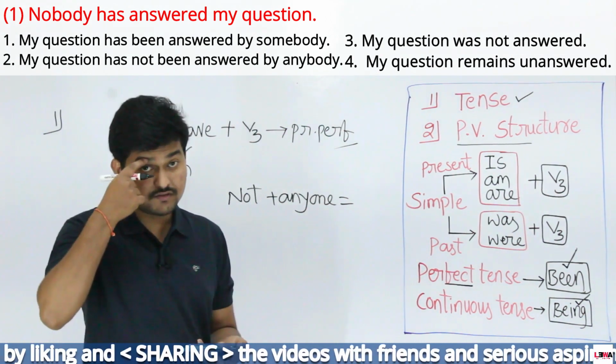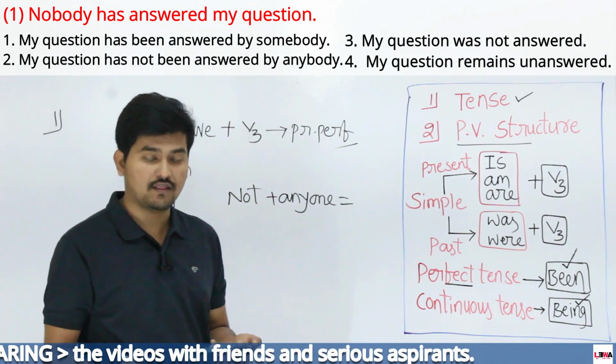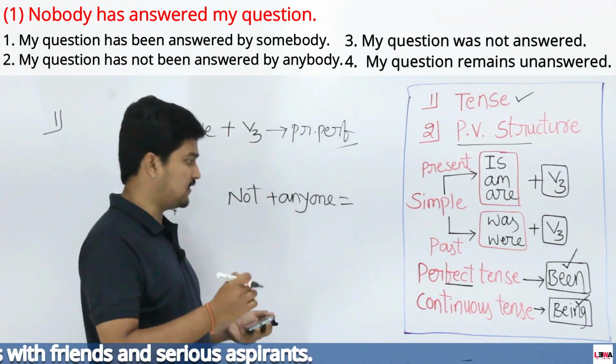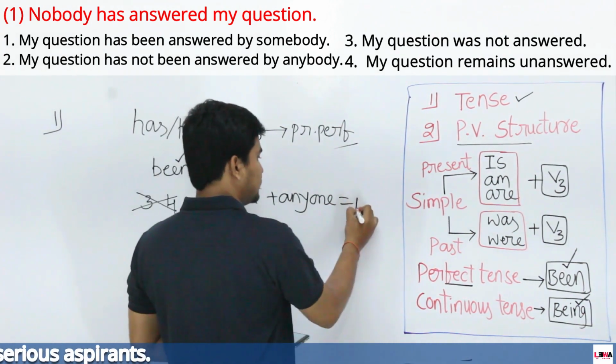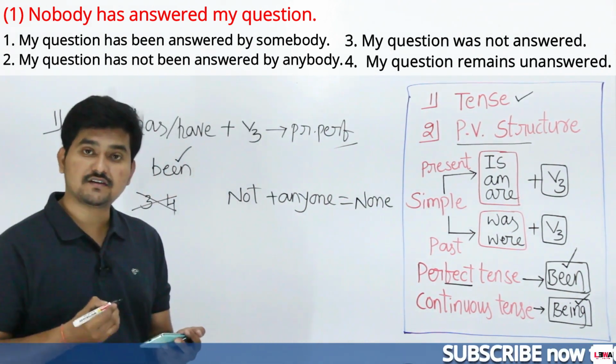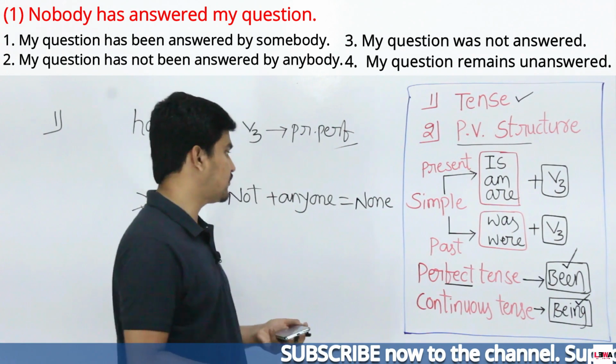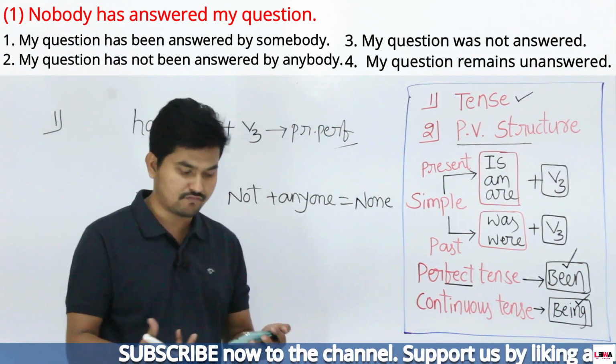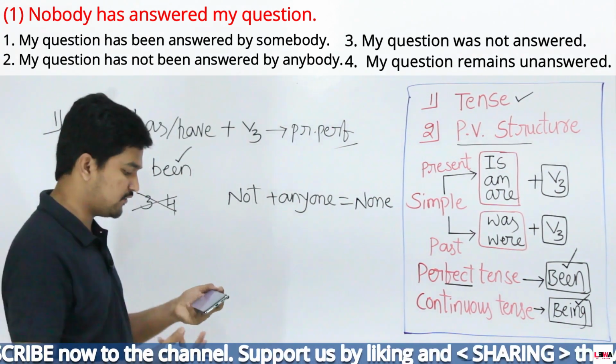That means nobody has answered the question, right? So I should get the sense of nobody has done it. That's why not anyone is equal to no one or nobody. So now if I write the answer, in the answers I can also write it as not anyone if I want to. Nobody can be converted to not anyone.